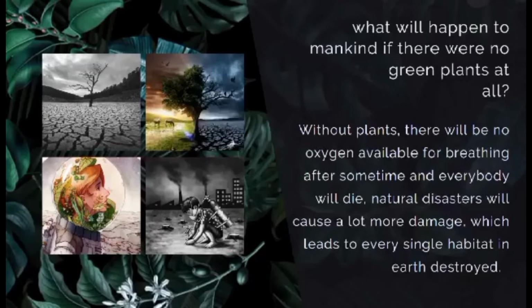What will happen to mankind if there were no green plants at all? Without plants, there will be no oxygen available for breathing, and after some time, everybody will die. Natural disasters will cause a lot more damage, which leads to every single habitat on Earth being destroyed.